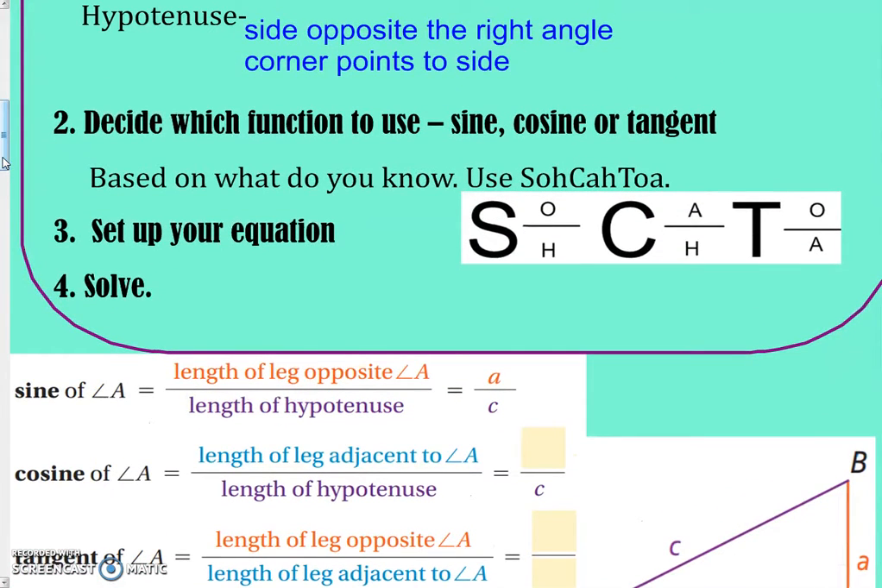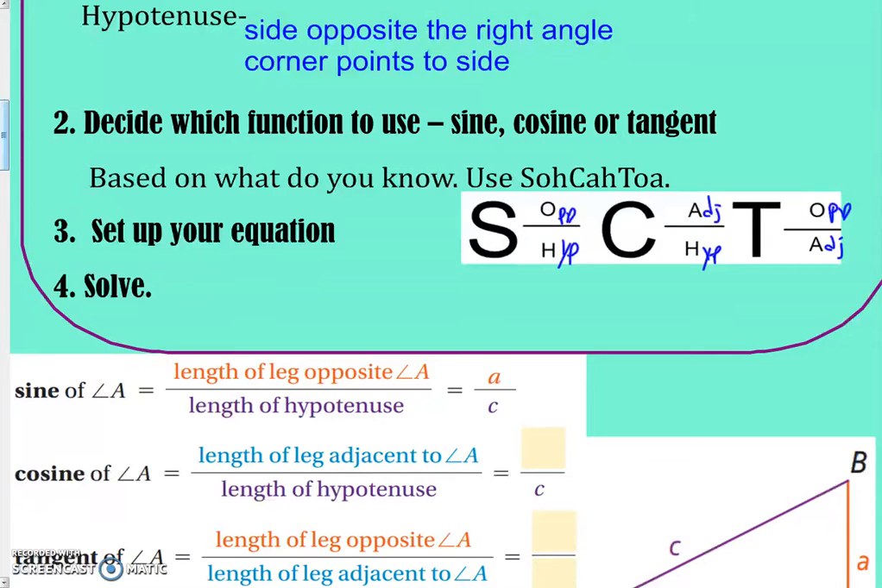All right, so decide which function you're going to use, sine, cosine, or tangent. It's based upon what you know. We are using what's called SOHCAHTOA, the little acronym that we use. So if you look at what I had up above, sine is opposite over hypotenuse. Cosine is adjacent over hypotenuse. And tangent is opposite over adjacent. So we're looking at those values.